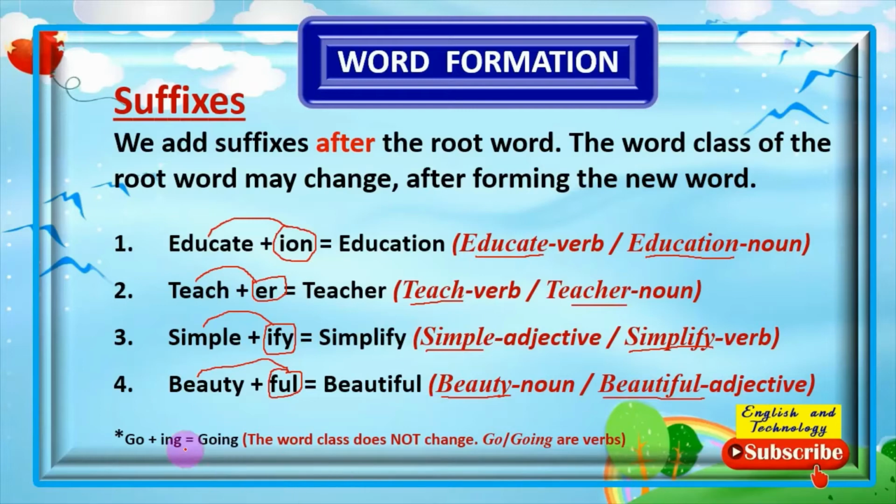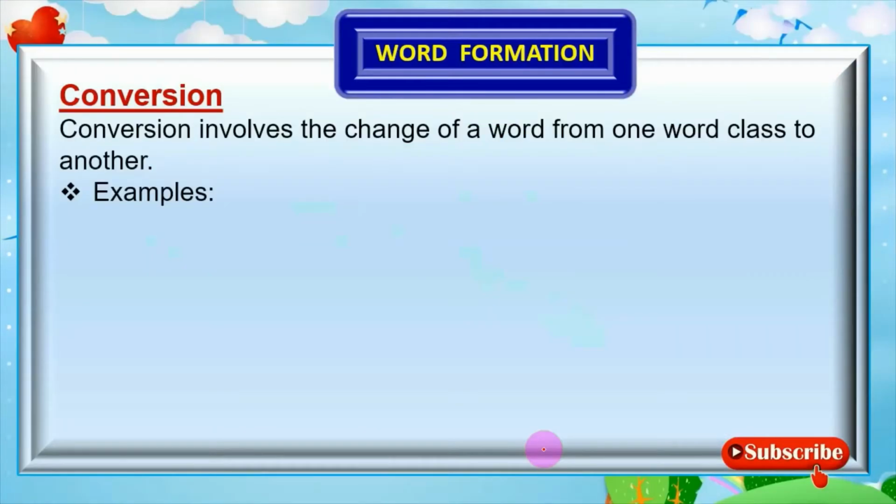Look at this now. For example, we have go and going. So go and going, the ing is our suffix here that is being added to go. Now either go or going, both are verbs. So the ing doesn't change the part of speech, it doesn't change the word class for this. Conversion involves the changing of a word from one particular part of speech to another, from one word class to another. Let's look at examples now.